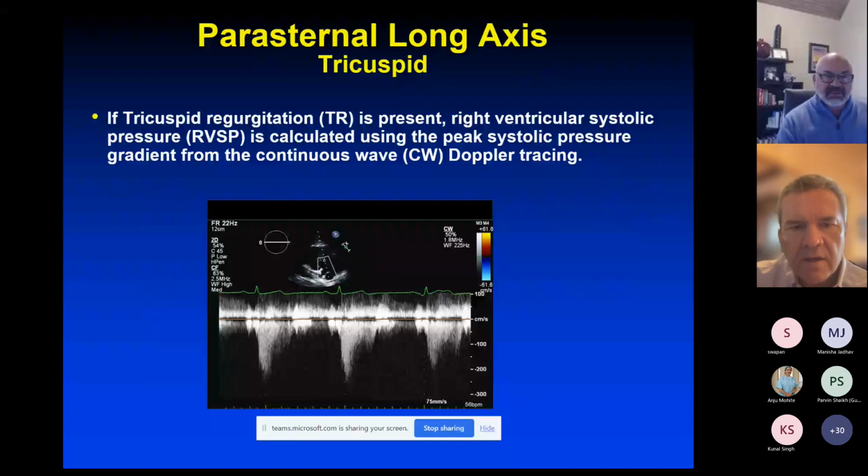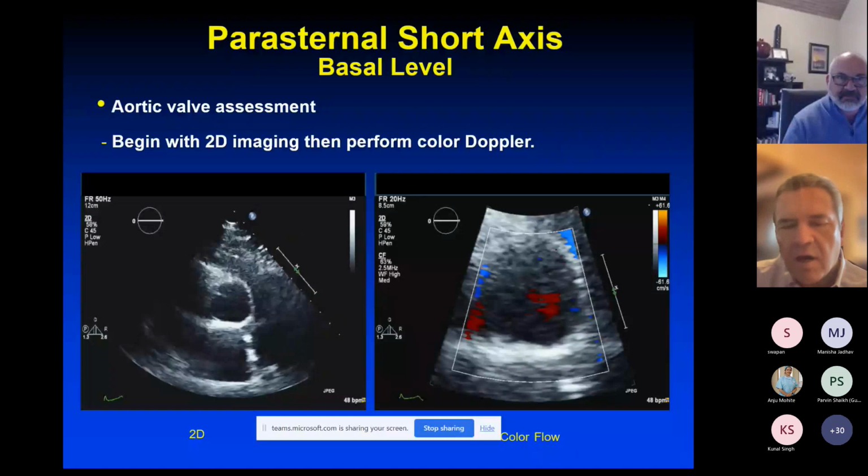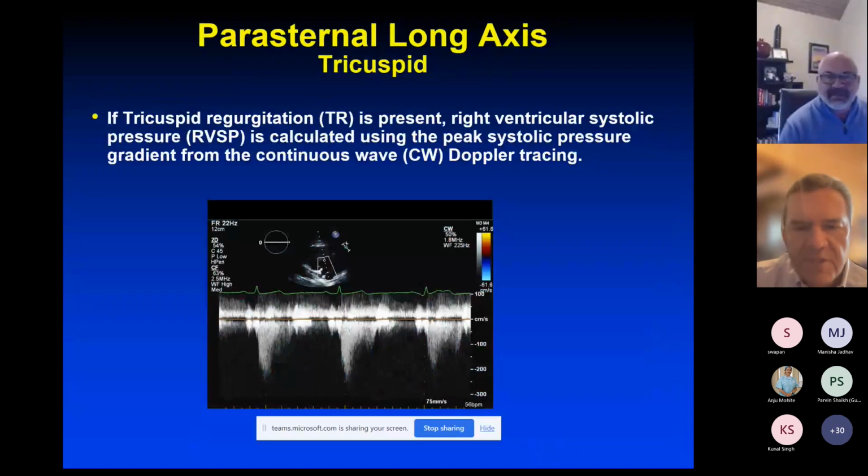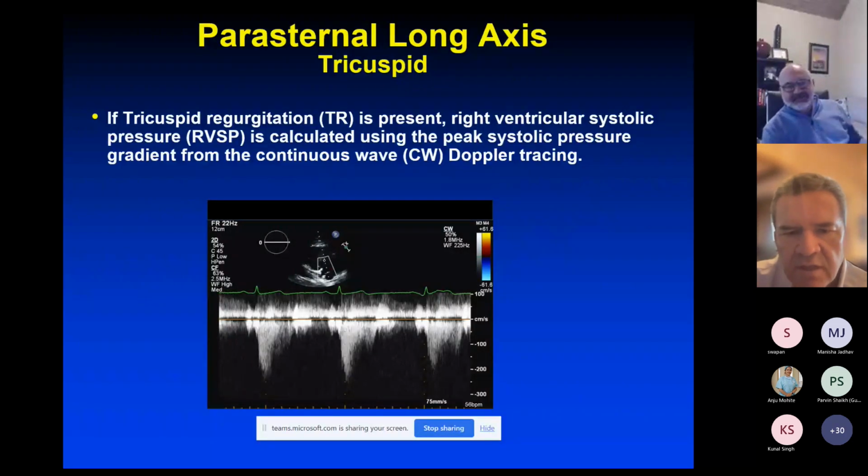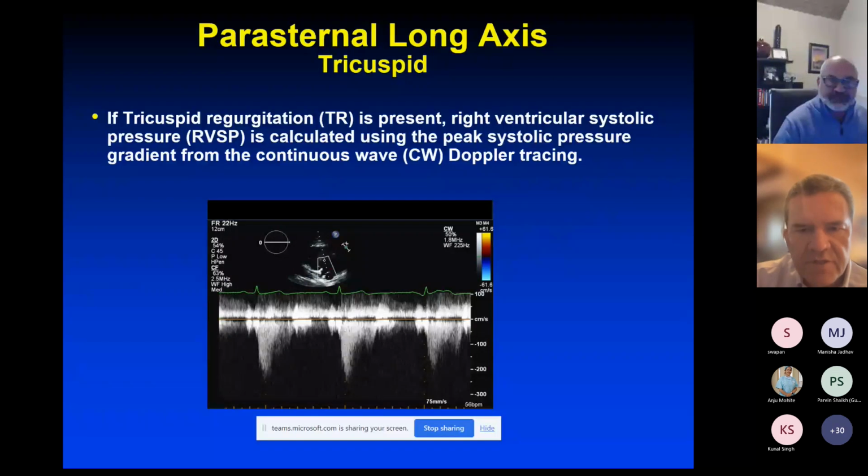And then while in the right ventricular inflow view from the parasternal long axis, please do a continuous wave Doppler assessment so that we can use tricuspid regurgitation velocities to estimate right ventricular systolic pressure.